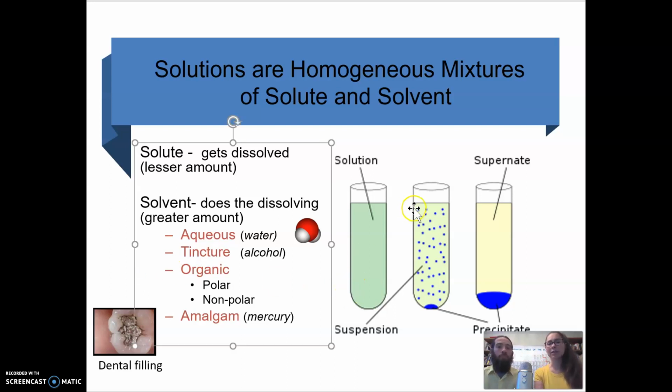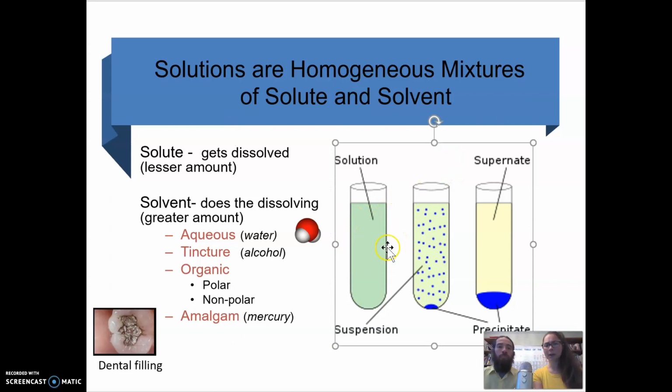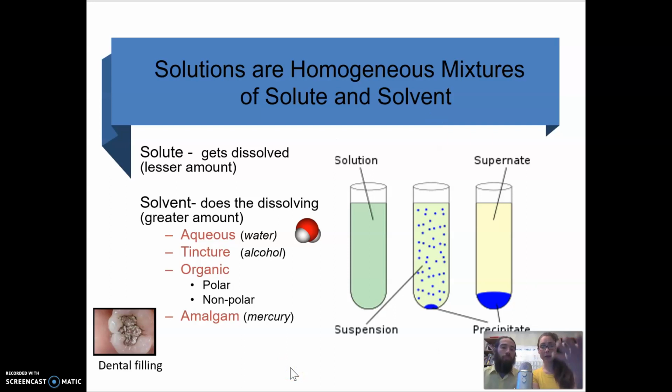So I want to also point out this picture over here where the solution, you can see it is colored. So sometimes solutions are colored, but they're transparent and they are uniform all the way throughout. So the second test tube here shows that we have some suspended solid and some that's starting to settle out. And if we let this settle for even longer, all of that solid could potentially fall right down to the bottom of the test tube. So we have a suspension here in the middle, but our solution is the one on the left.